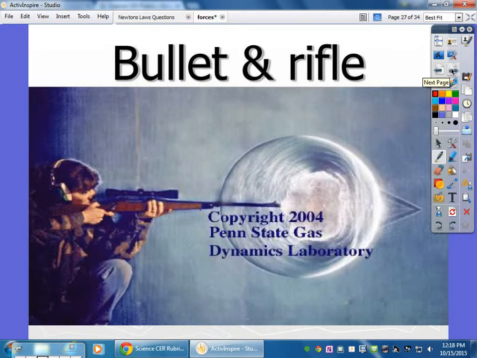A bullet and a rifle. What happens when a bullet is fired from a rifle? There's a primer built into the bullet that, when struck by the firing pin, ignites the gunpowder. The gunpowder creates a combustion reaction. As you are aware from chemistry, a combustion reaction releases gas. This gas builds up pressure inside the chamber and pushes the bullet out of the gun. So in terms of the action force, the gun is pushing the bullet. What is the reaction force?